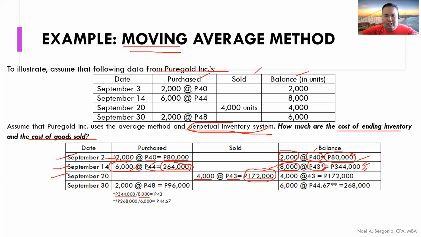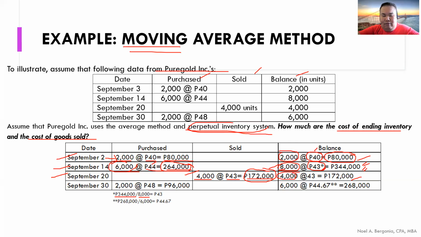So magkano na lang po natitira? Still 172. You can check it on the calculator. 344,000 minus 172 is 172 pa rin. Okay? And then ilan number of units natin? We have 8,000 po nung September 14, pero nabenta natin yung 4,000. So we still have a remaining balance of 4,000 units.